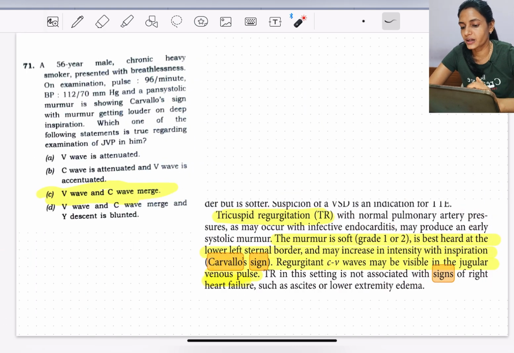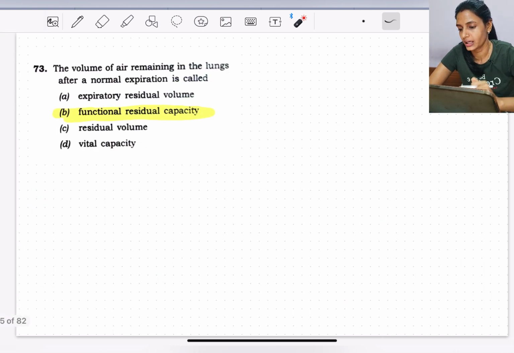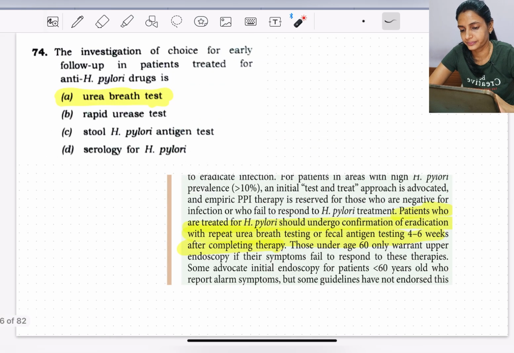Next, again they are talking about Carvallo's sign. In Carvallo's sign we see regurgitant CV waves, so the V and C waves merge in this case. The volume of air remaining in the lung after normal expiration is nothing but the functional residual capacity.